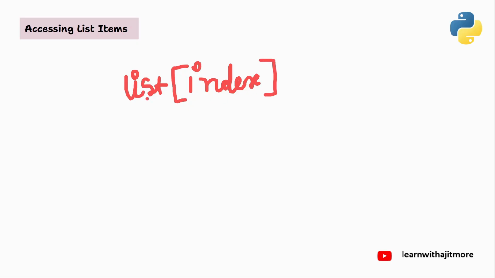Next, we have to see how to access items from the list. If you have created a list, then how to get the values from it. Very simple. Just write the list name, whatever is the name of your list, and in square brackets mention the index. So list, square bracket, index. And whatever value is there at that index, at that place, it will return that value.